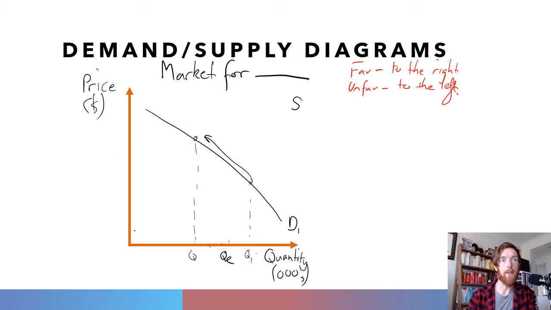Then if the price falls, so if price decreases, it does the opposite. It causes an expansion because people demand more when the price is lower.